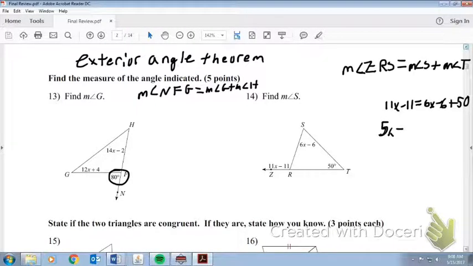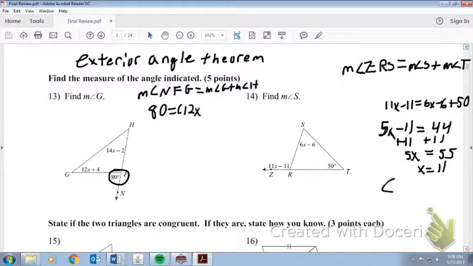So we subtract 6x from both sides. We get 5x minus 11 equals 44. We got the 44 by going 50 minus 6. We're going to add 11 to both sides, so we get 5x equals 55. We're going to divide by 5, and we get x equals 11. Okay, now we'll go back over and solve the rest of that in just a second. Let's head back over to number 13.